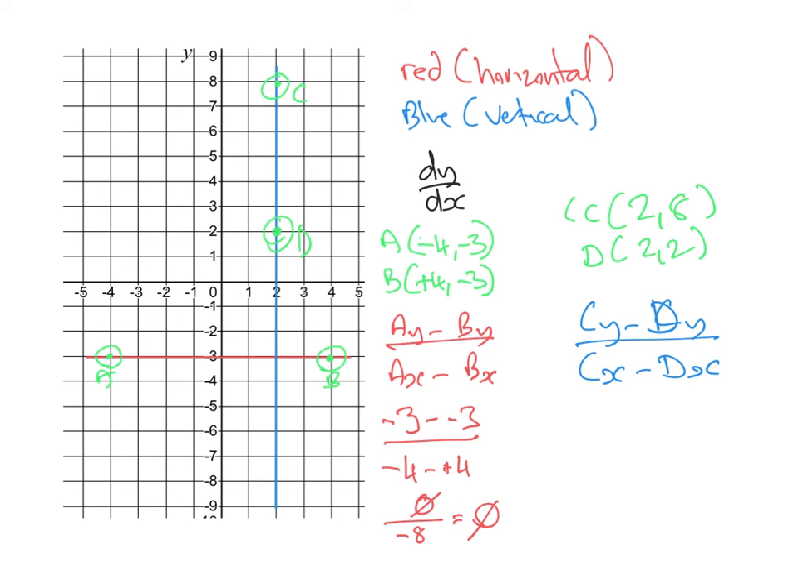Okay, so cy is 8, take away, subtract dy, which is 2, all over cx is 2, and dx is 2. So that gives us 8 take away 2 is 6, 2 take away 2 is 0. So anything divided by 0 is undefined. Okay, if you put it in a calculator, you get a maths error.